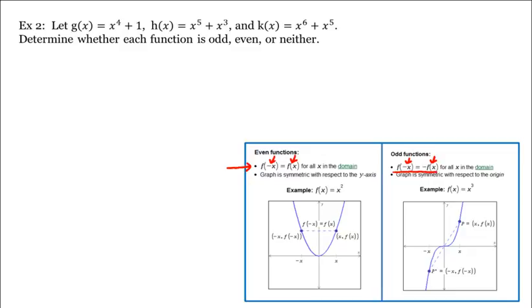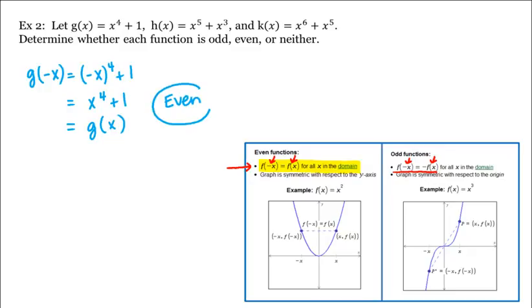Let's start with g. What is g of negative x? This is equal to negative x to the 4th plus 1, which is equal to x to the 4th plus 1. And isn't that g of x? And therefore, this statement over here is true for f equal to g. Therefore, g is an even function. That is, plugging in opposite x values gave us the same y value.